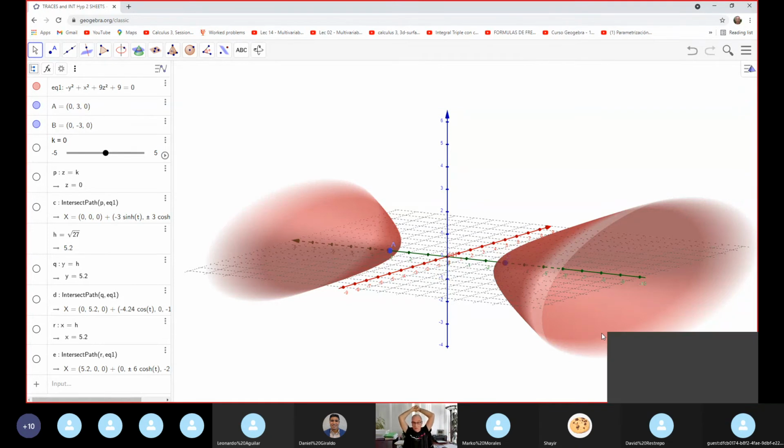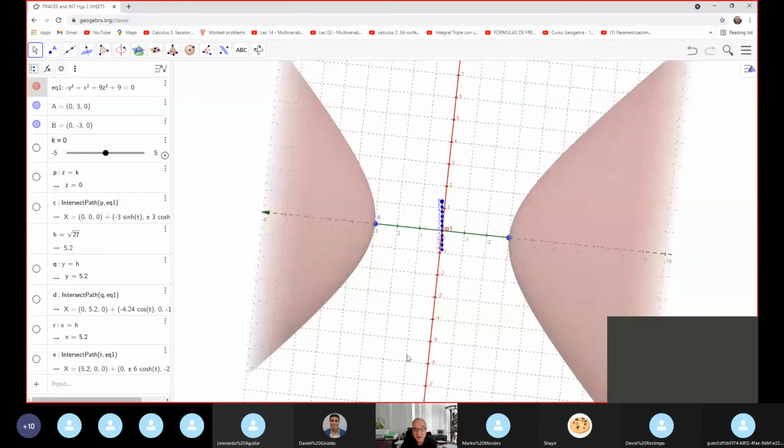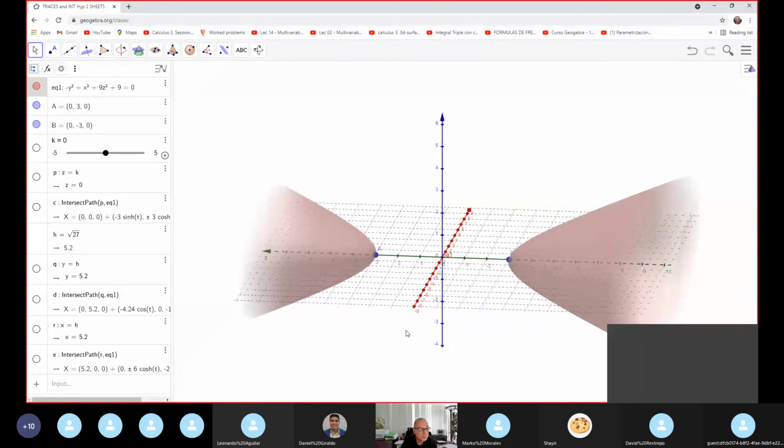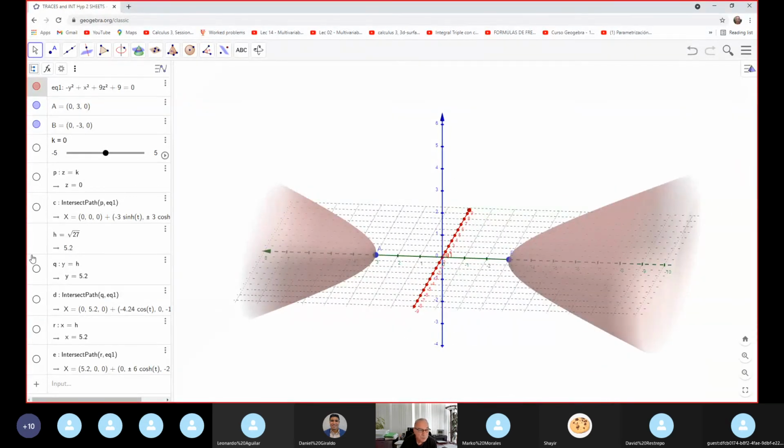Come on. I see. Okay. Do you see the hyperboloid of two sheets, right? Hyperboloid of two sheets. Okay. The only intersecting point that we found was this, and 3 and negative 3. However, look, one trace is this.